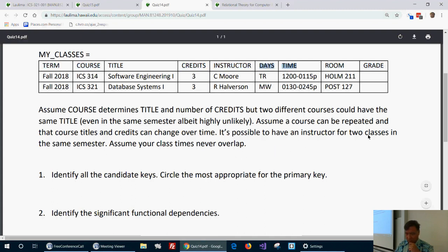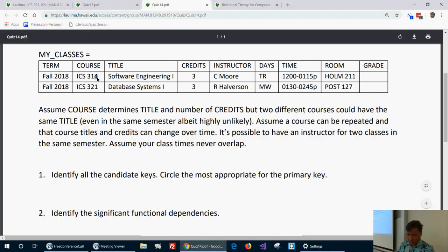So it's possible to have an instructor for two classes in the same semester, so you can't use instructor as a key, and assume your class times do not overlap. So the fact that two different, this should say course, assuming course plus term determines title and the number of credits, because that's got to be consistent with course titles and credits can change over time.